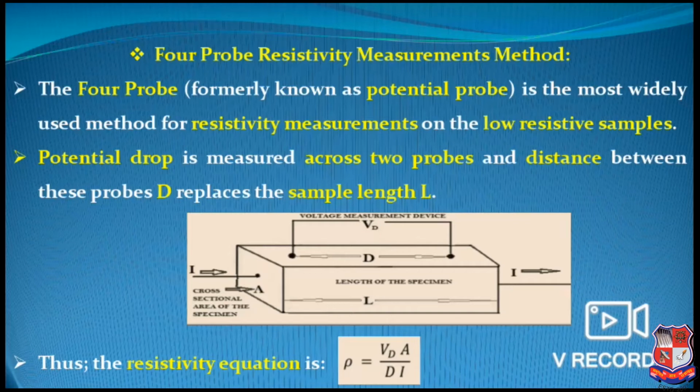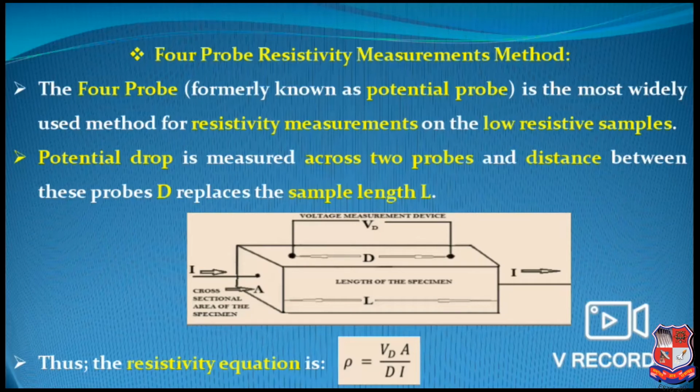The fourth probe I already discussed, that is formerly known as potential probe method, is the most widely used method for resistivity measurements on low resistive samples. Potential drop is again measured across the two probes, and additionally, in the case of two probe method, the distance between these probes, that is capital D, will be replaced by the sample length capital L.